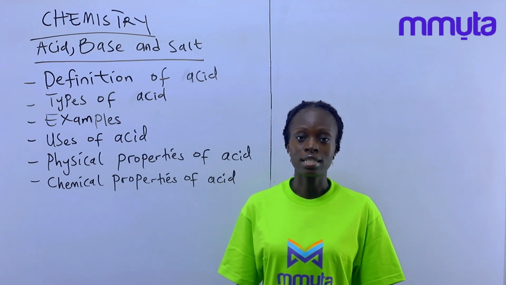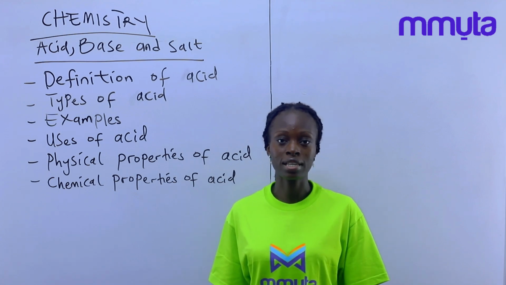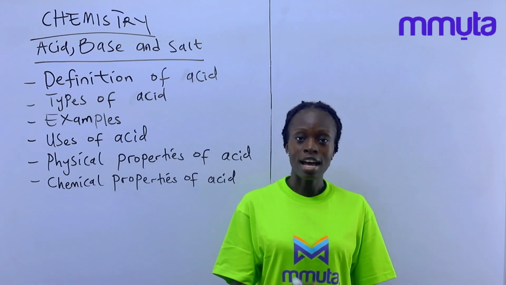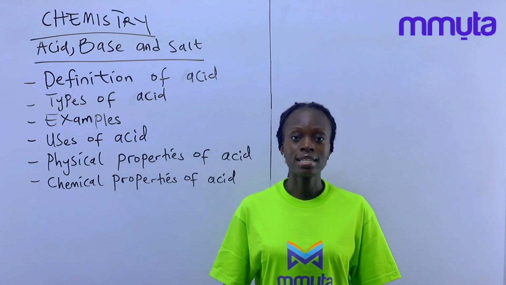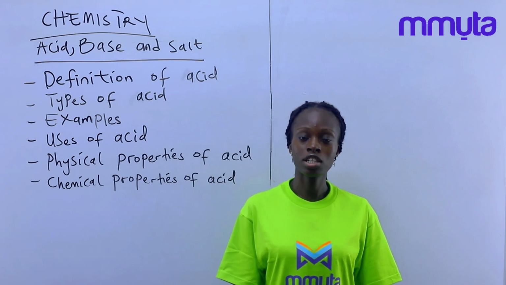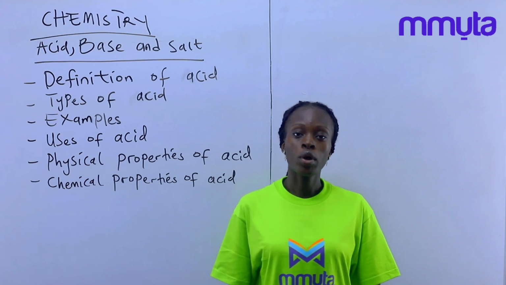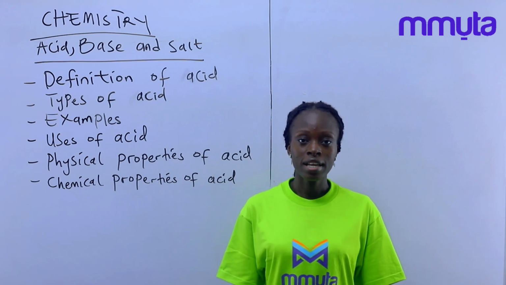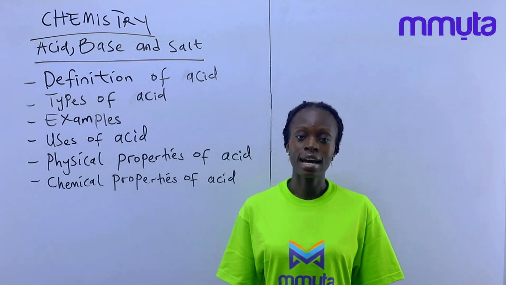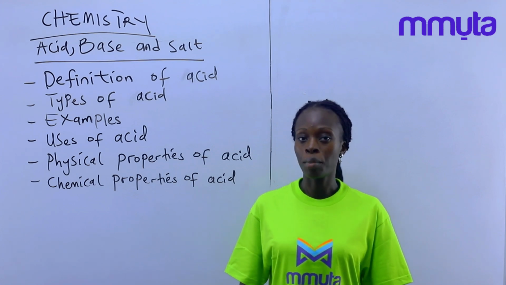The organic acid is naturally occurring and it is also seen as a weaker type of acid. Some examples of organic acid: we have ascorbic acid, and ascorbic acid is found in oranges. We have citric acid, which can be found in fruits such as lemon and lime. We also have fatty acid, which can be found in vegetables, and we have lactic acid, which can be found in milk.